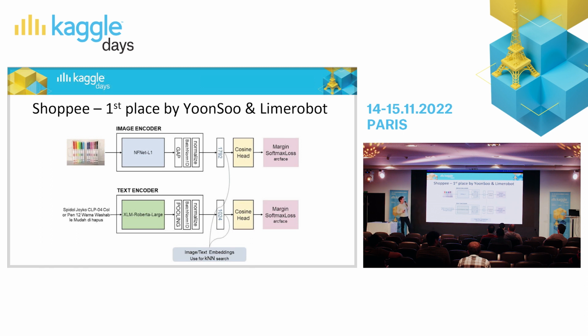This is a solution pipeline from the Shopping competition in which you had to find duplicated items. You were provided with text data and image data, and the top team used two models trained with the ArcFace loss. One is an image model, which is NFNet, and the other one is a text model, which is XLM Roberta. They concatenate the embeddings and do a bunch of post-processing to retrieve the matches.